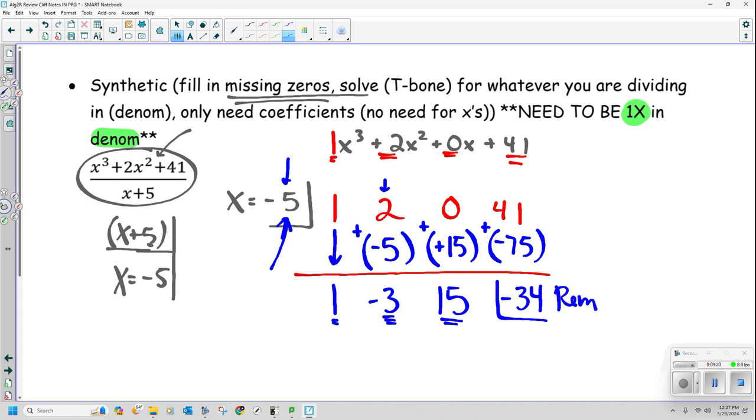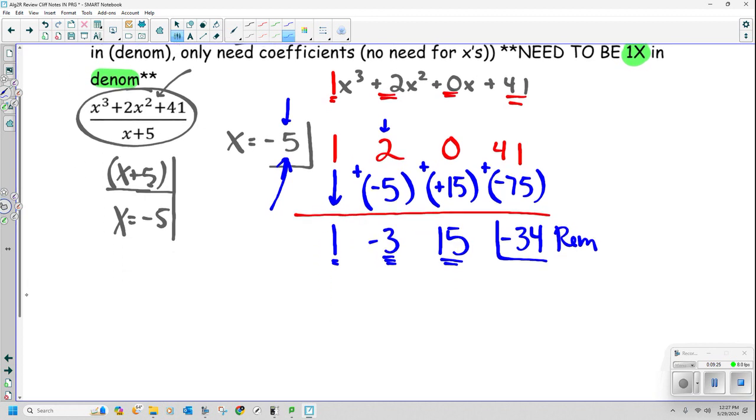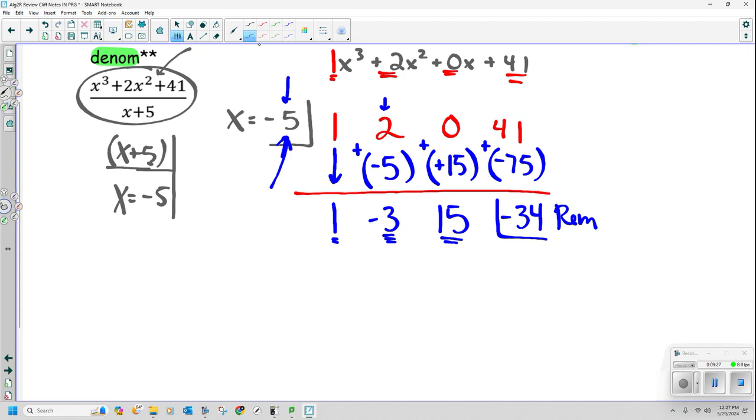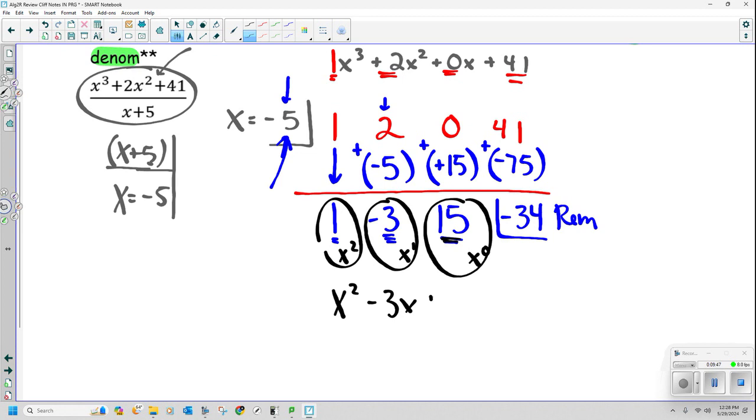But how do I write the quotient, the answer that's in the polynomial that we're looking for? I start with my number in the here. This is the one that gets 0 x's. This gets x to the 1. This gets x squared. And if there were more numbers, it would just keep on going. Okay? So I have 1x squared minus 3x's plus 15 without any x's. And oh, my remainder is negative 34, and that always goes over the denominator, x plus 5.